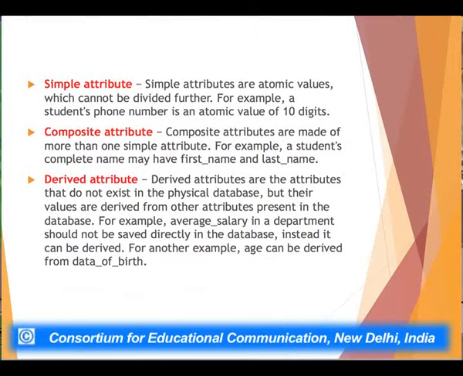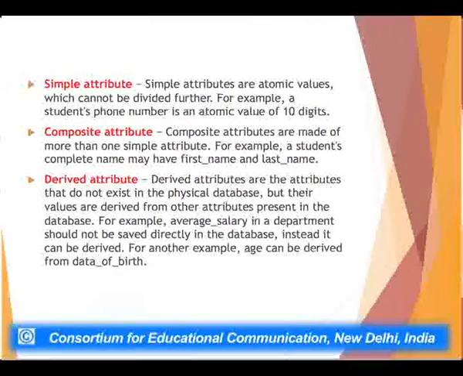The first is simple attribute. Simple attributes are atomic values which cannot be further divided. For example, a student's phone number is an atomic value of 10 digits. A composite attribute is made up of more than one simple attribute. For example, a student's complete name may have first name, middle name and last name.